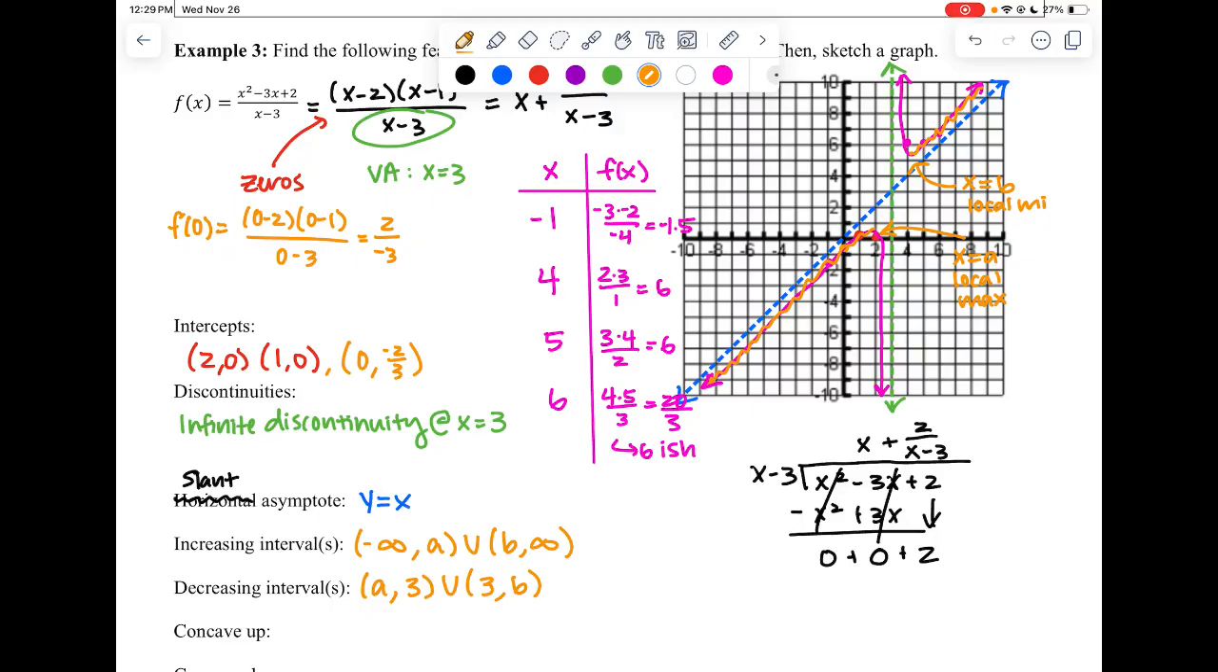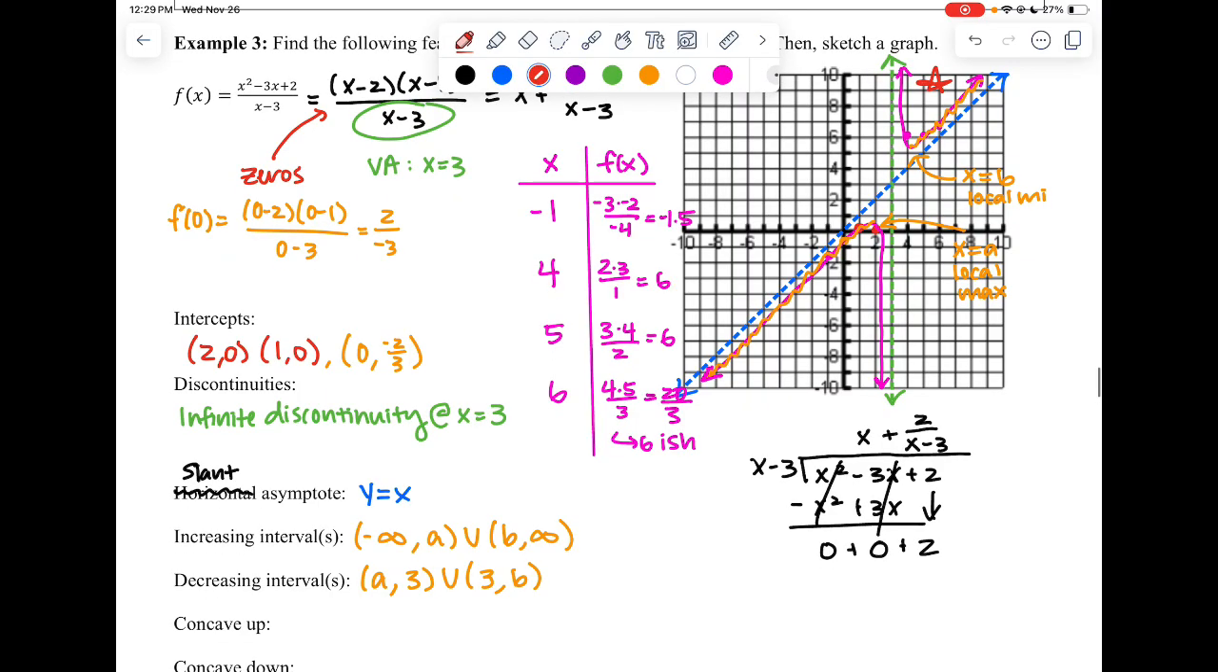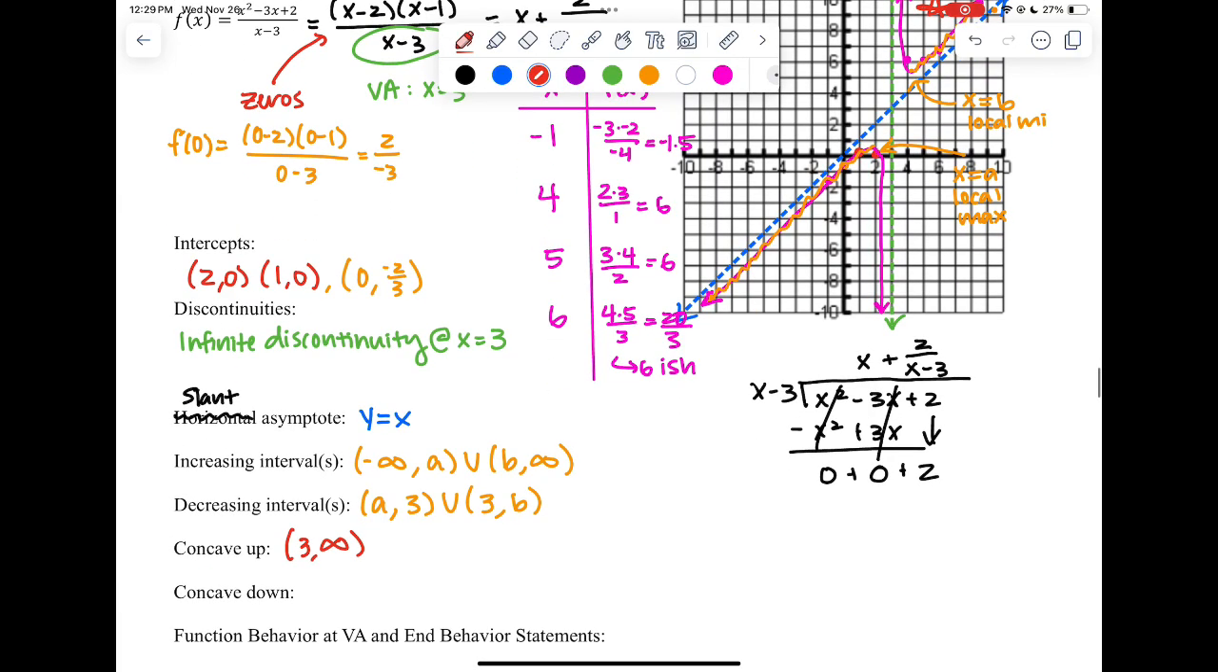Concave up and concave down is a little bit easier to just pick up. Concave up is going to be the top region here because it's concave up like a cup. So that's going to be 3 to infinity. And then concave down is the other region, so that's going to be negative infinity to 3.